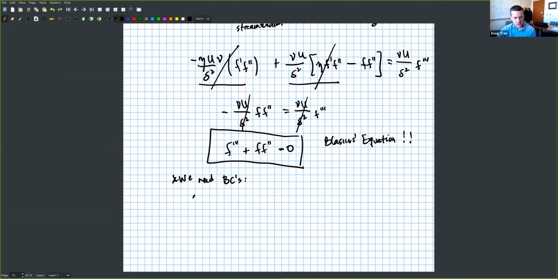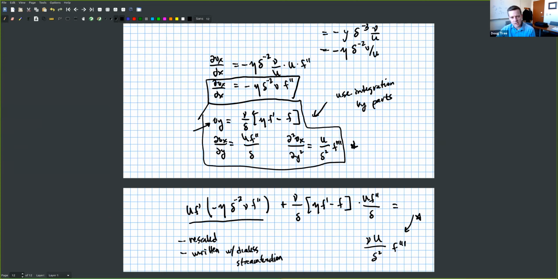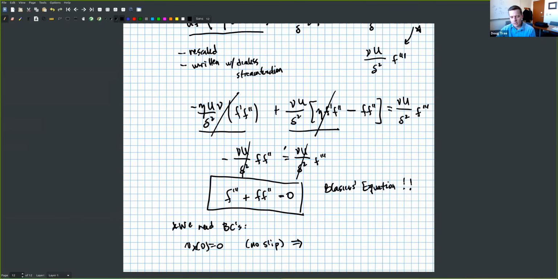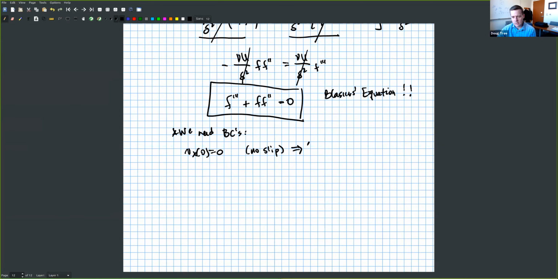Okay, so Vx at 0 is equal to 0. That's no slip boundary condition on our surface. Well, we know what Vx is. We said Vx here was equal to f prime times u. So if Vx is 0, f prime has to equal 0. So that boundary condition becomes f prime at 0 has to equal 0. That's our inner boundary condition.